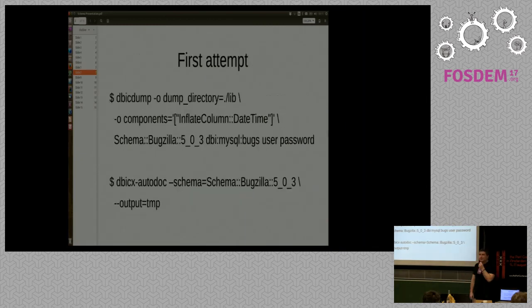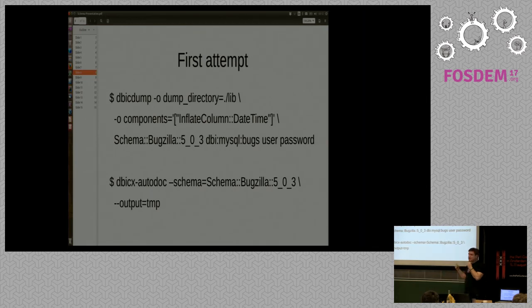So, first thing to do, write a proof of concept. DBIx::Class comes with a Perl script called dbicdump. This will connect to a database, extract the schema, and write the schema object on file. So, hey, sounds like something that's useful. So this is the command line I wrote. And I had a schema object on file.